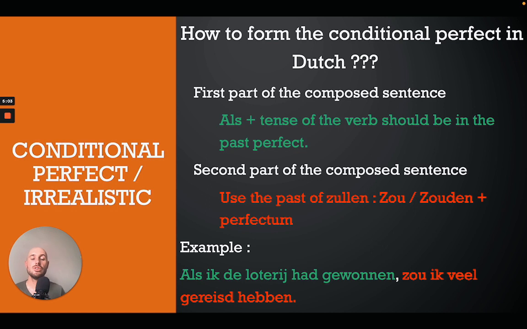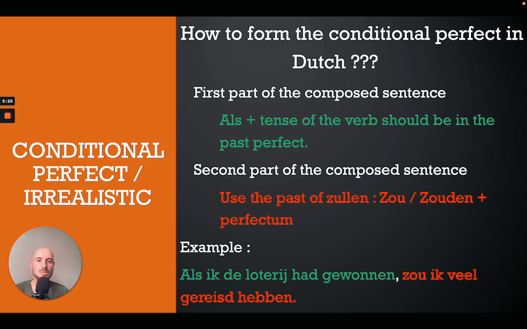Now we're going to take a look at the conditional in the past, the conditional perfect. Right, first of all, I want to tell you there's different ways to form the conditional perfect in Dutch, but I will show you the standard one, the most used one. Alright, now the conditional perfect is unrealistic. The first one, the present, was possible. This one is unrealistic. What does that mean? Don't worry, I'll explain to you all of it in a bit.